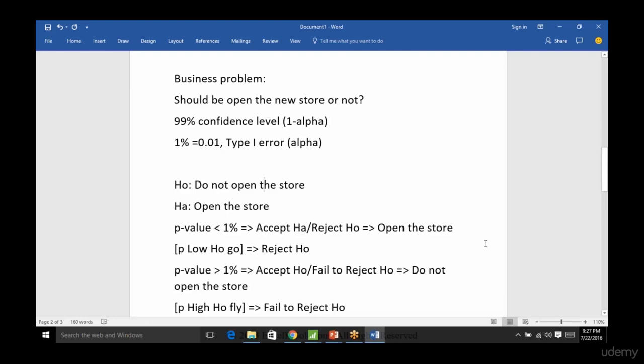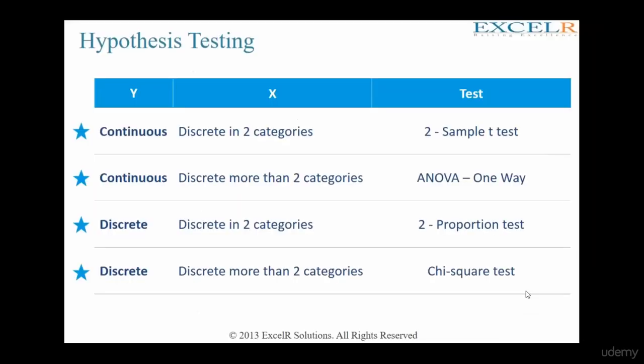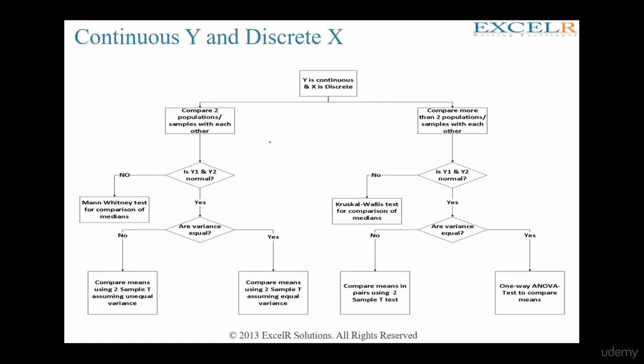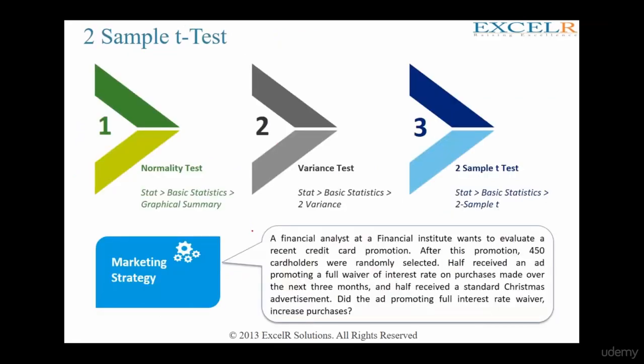Now let us discuss about the case study pertaining to hypothesis testing. Now let us understand this hypothesis testing using a few case studies. We will be frequently revisiting this table, so put this table aside, and we will also be frequently revisiting this flowchart, so this aside. And here is the case study that we have to solve. If you read this case study carefully, it says that a financial analyst at a financial institute wants to evaluate a recent credit card promotion. So the business problem here is as follows.